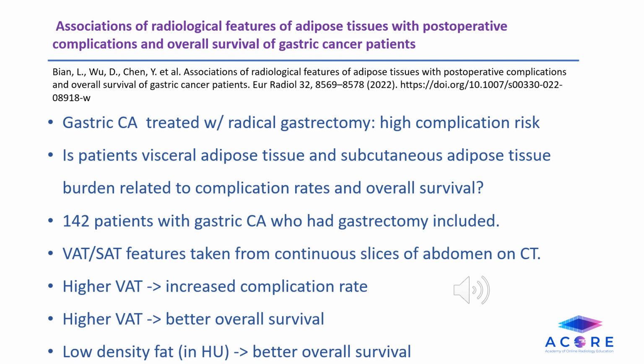Intraoperative data, postoperative data, and long-term outcomes for 142 patients who underwent laparoscopic radical gastrectomy were evaluated and included in the study. Visceral and subcutaneous adipose tissue features were taken from 3 continuous slices of the abdomen at the level of L4, including Hounsfield unit measurements and cross-sectional area. The perioperative complication rate was found to be 18.3% in this study and was significantly higher in patients with higher visceral adipose tissue area. However, a protective effect of high visceral adipose tissue was found in terms of overall survival. Patients with lower density fat tissue also had better overall survival.